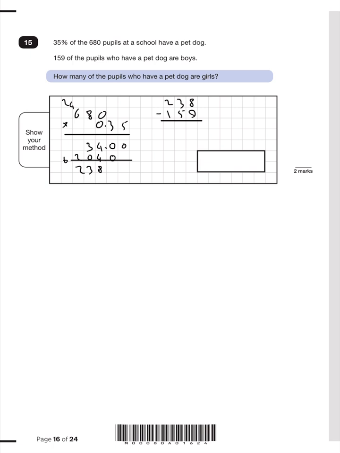So 8 minus 9, can't do. 18 minus 9, by making the 3 a 2, and 18 minus 9 is 9. 2 minus 5 we can't do, we'll do 12, by making the 2 a 1. 12 minus 5 is 7, and 1 minus 1 is 0, so the answer is 79.